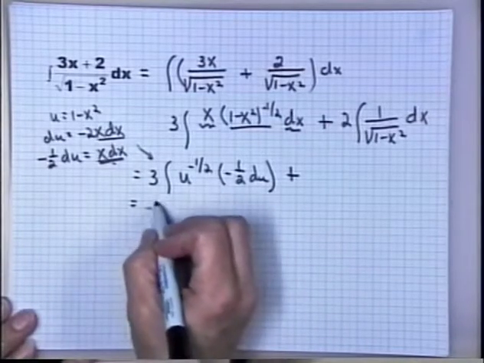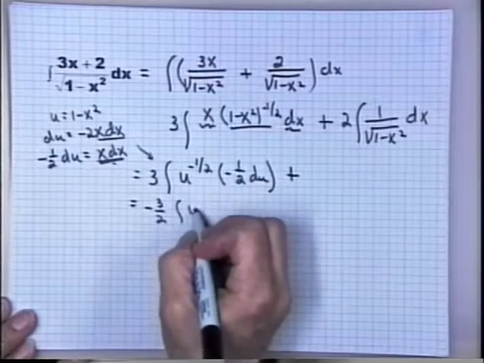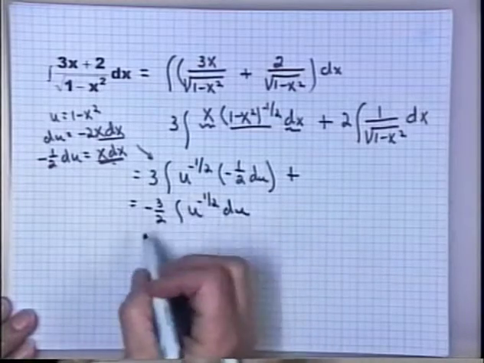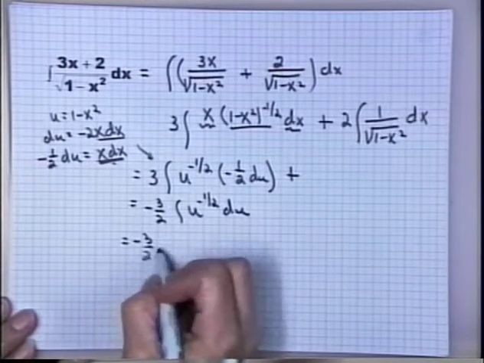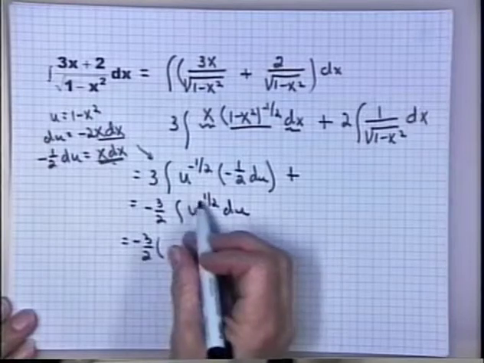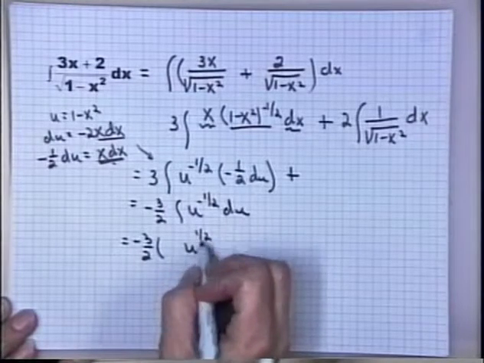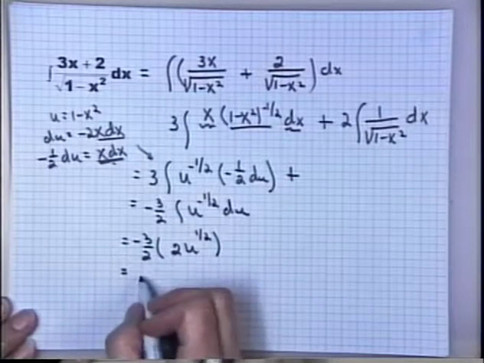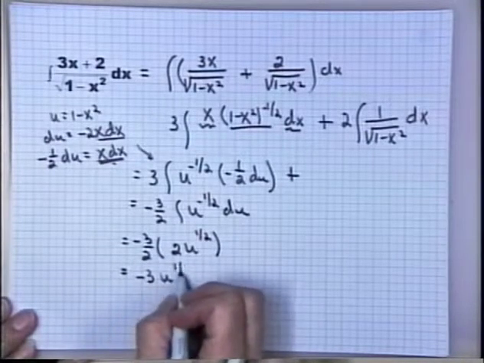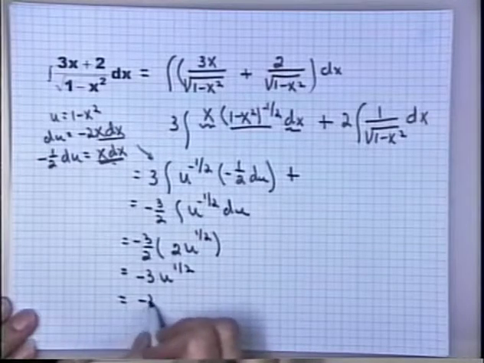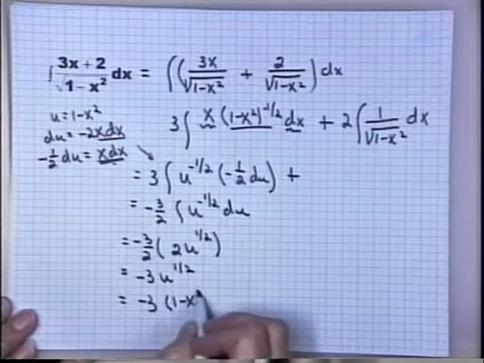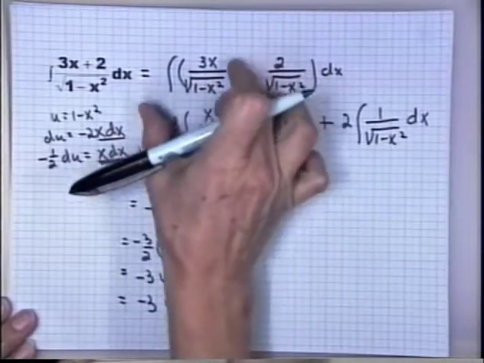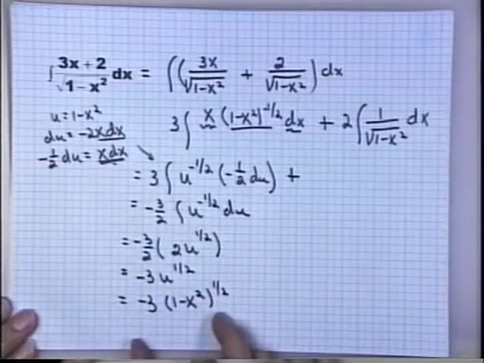This minus 1/2 comes out, minus 3/2, antiderivative of u to the negative 1/2 with respect to u. This is a power, so we're going to bring down our constant. If we add 1 to our exponent, we get positive 1/2. If you flip that, you get a 2. So negative 3/2 times 2 gives you a negative 3u to the 1/2. And finally, substituting back in, you've got negative 3 times 1 minus x squared to the 1/2. So this first part, we've been able to follow all the way through.